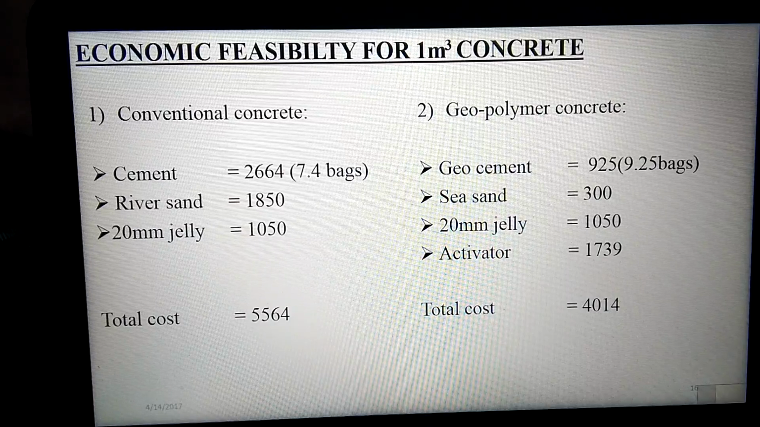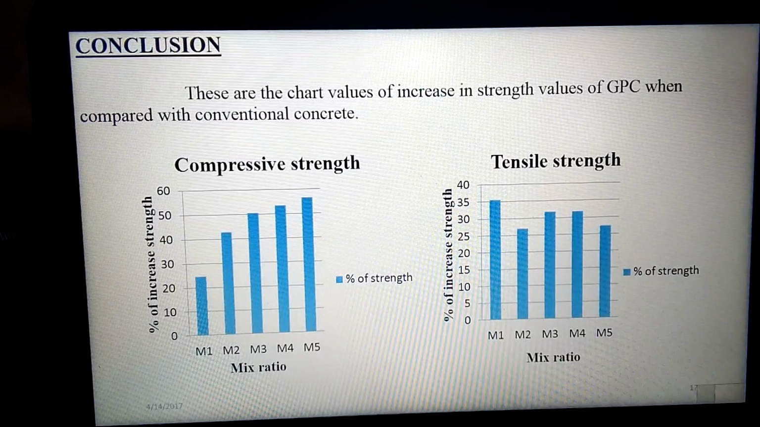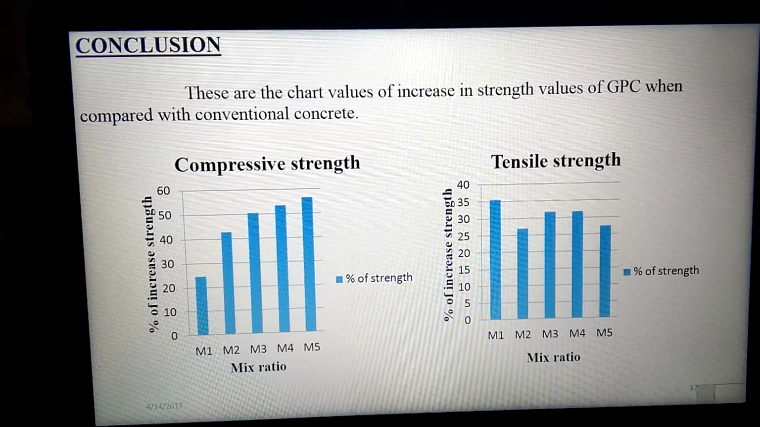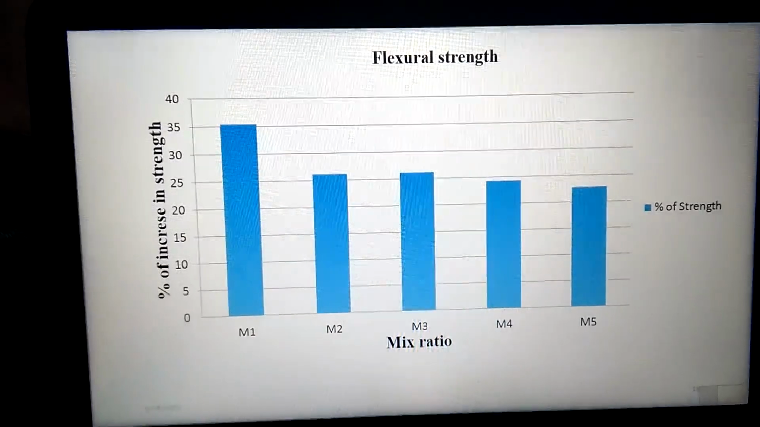Next slide. At last, we have come to the conclusion part. Here we have shown three charts, namely compression, tensile and flexure. Here we have compared the graph values between conventional concrete and our geopolymer concrete, and we compared the increase in strength of these two concretes, and we have shown the graph below. These are the flexure strength charts.